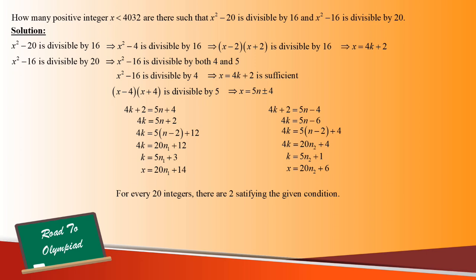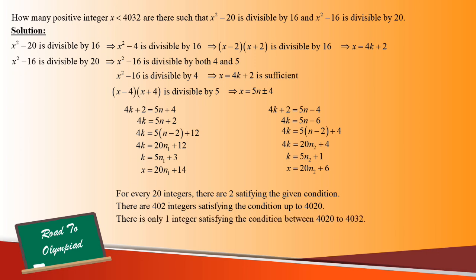And thus, we will have 402 integers satisfying the conditions for integers up to 4020, because there will be 201 groups of 20 integers in this case. As for those integers between 4020 and 4032, there's only one more integer satisfying the conditions, which is 4026, as the next number which satisfies the conditions is 4034, which is not in the given range. Therefore, there are a total of 402 plus 1, which is 403 integers satisfying the given conditions.